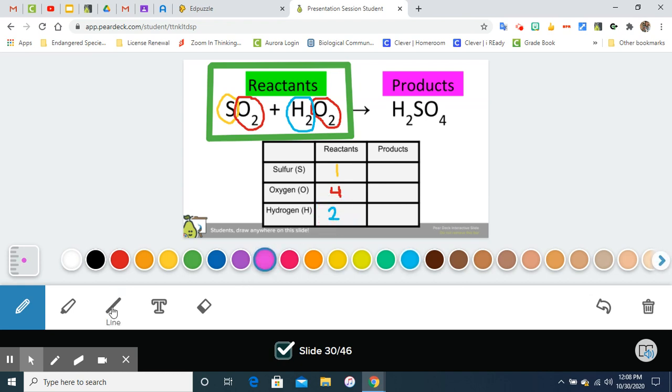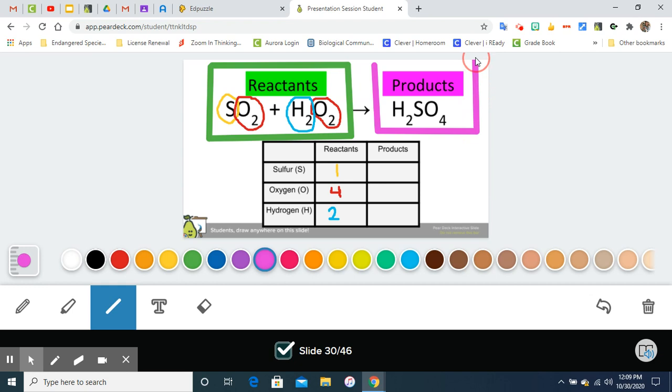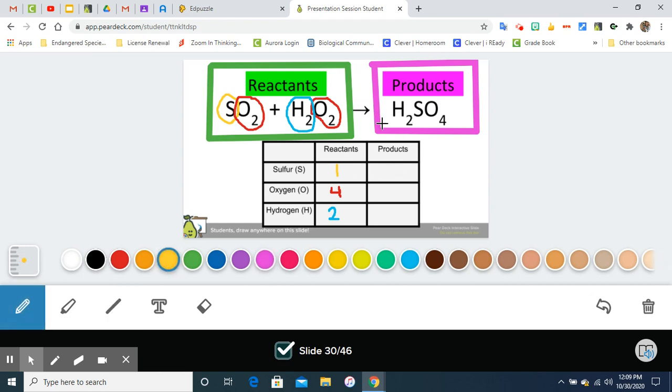Now let's go ahead and move over to the product side of the equation, which I'm going to box off in purple instead. I'm going to box off the product side of the equation. And now let's start with sulfur, because that's the first one in the chart. I'm looking through here, I see sulfur right here. So I have 1 sulfur on the product side of the equation.